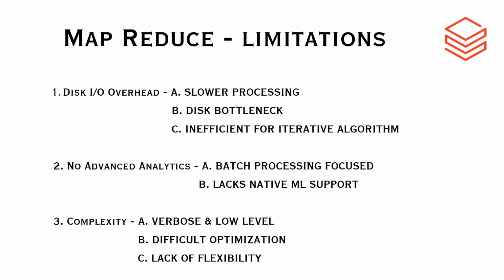Then the next one is the disk bottleneck. Since disk I/O is slower than in-memory operations, the process can become a bottleneck, significantly hindering the overall speed of the job. And the next one is that it is inefficient for iterative algorithms, because many machine learning algorithms and certain data analysis tasks require iterative computations, where data needs to be read, processed, and written back multiple times. In MapReduce, this means that data is repeatedly read and written to the disk, which is much slower than operating directly in memory.